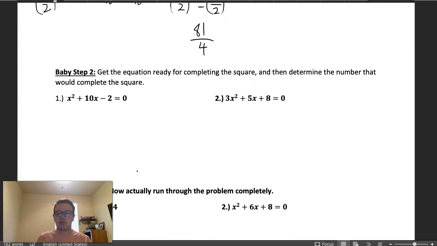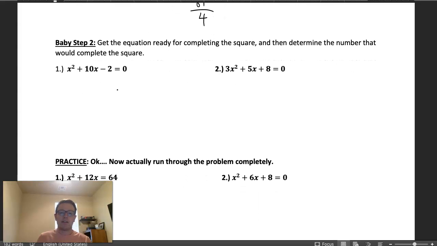Next, let's go ahead and work through getting an equation ready for completing the square and determining what number that would be. So write this out in the step before we add anything and tell me what number we would add. So to add these together, what would we do? Well, we would move 2 over to the other side, and we'd have x squared plus 10x is equal to 2. What would we add? Well, we would add b over 2 squared, or 10 over 2 squared. 5 squared is going to be plus 25.